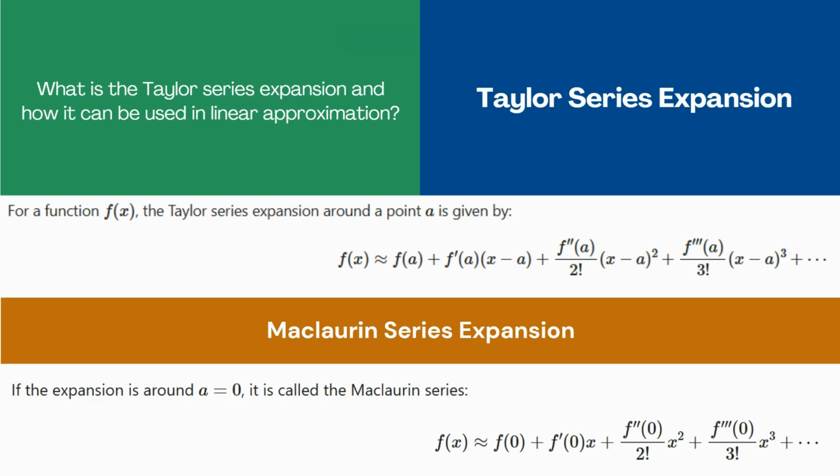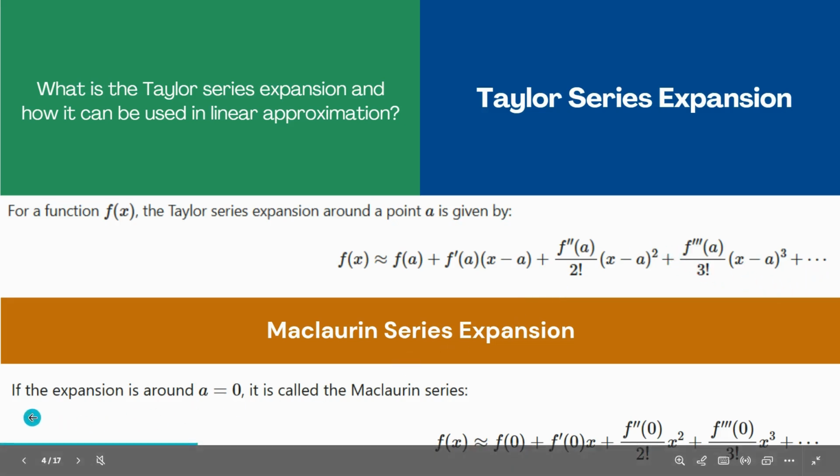Alright, let's answer the second question. What is the Taylor series expansion and how can it be used in linear approximation? The Taylor series expansion expresses a function as an infinite sum of terms, each derived from the function's derivatives at a specific point. As you see here, we've got a function f of x, and this is the first derivative of the function, this is the second one, and this is the third one. And it's an infinite sum of terms with these derivatives.